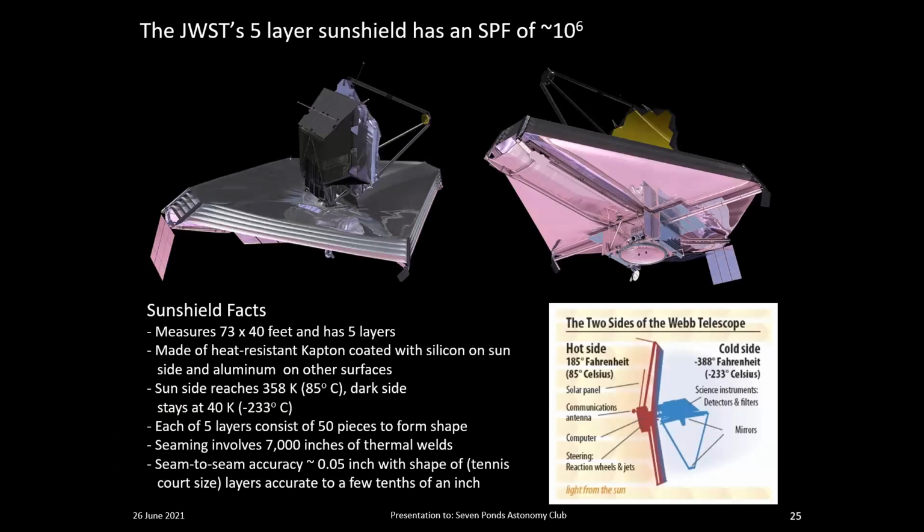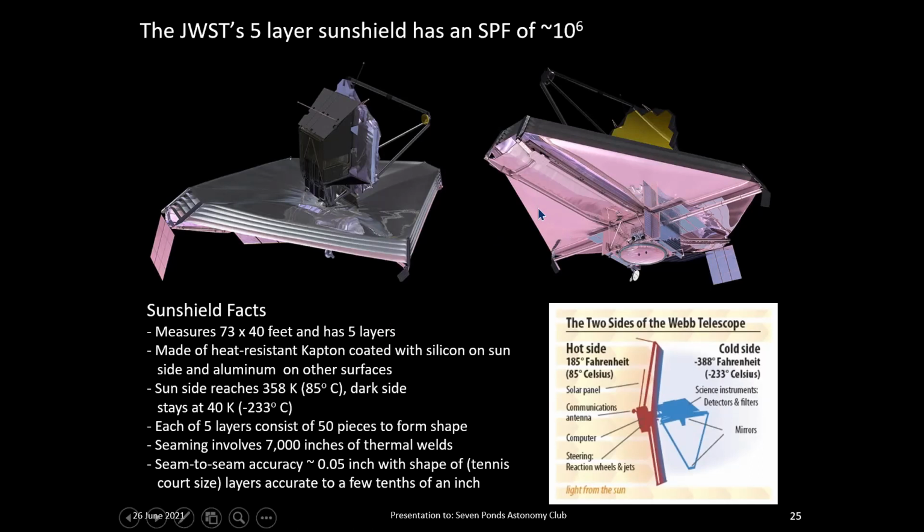Okay, let's talk a little bit more about that sunshade. The JWST sunshade has an SPF of 1,000,000. So if you had this on the beach, you'd be very, very well protected. It is literally the size of a tennis court, 73 by 40 feet wide. And it has 5 layers that give it that SPF of 1,000,000. It's made of a heat-resistant plastic material called Kapton.